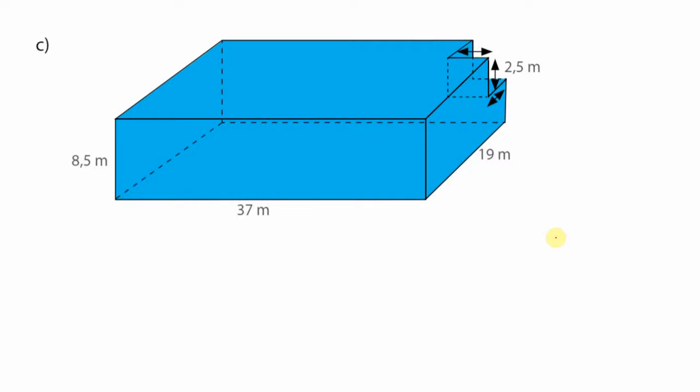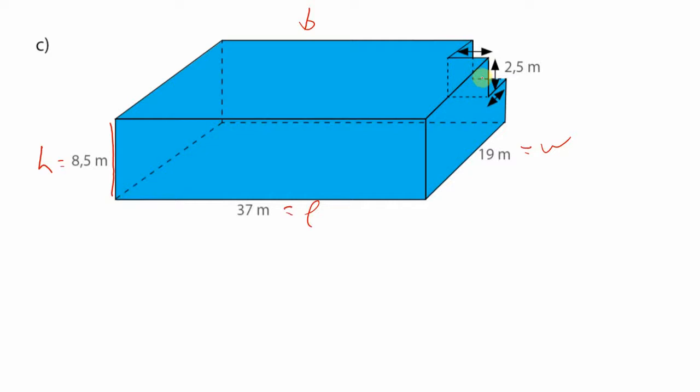Okay, so now let's have a look at number C. So it seems we again have a rectangular prism. If we look at the base, we have 37 meter and then we have 19 meter for the width. So 37 meter is the length, 19 meter is the width, and then the perpendicular height is 8,5 meter.